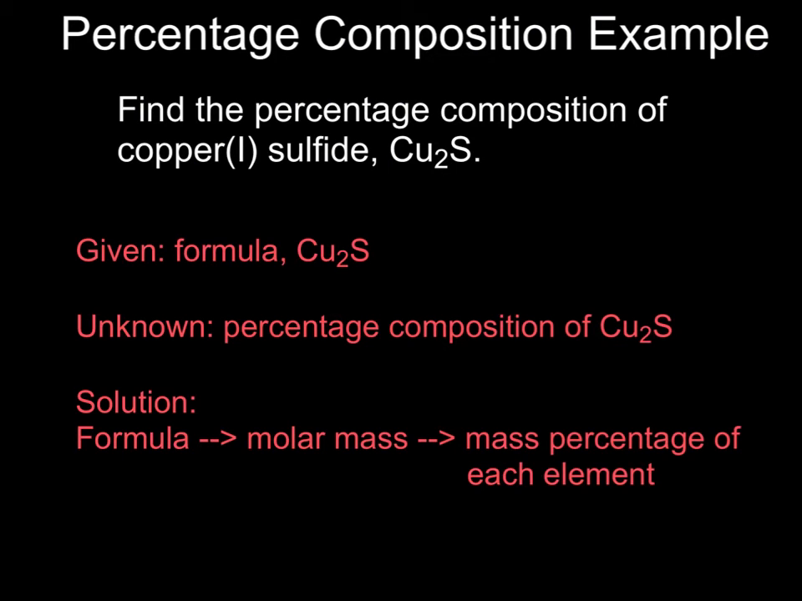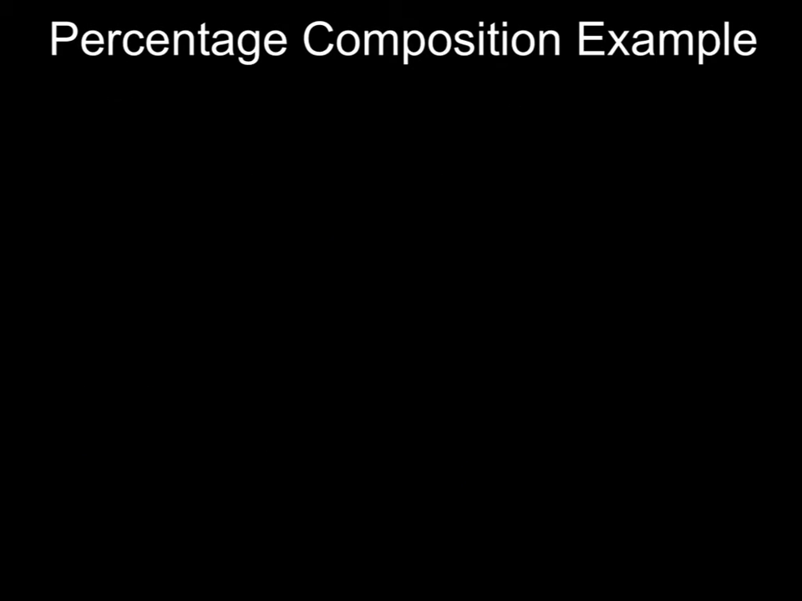So let's look at an example problem. Find the percentage composition of copper 1 sulfide, and the formula is Cu2S. So we're given the formula for copper 1 sulfide, and we're asked to find the percentage composition. So what we're going to do is, from the formula, we will find the molar mass, and then using that molar mass, we will find the percentage for each element that's in the compound. So on the next slide, I'm going to go through these steps with you.